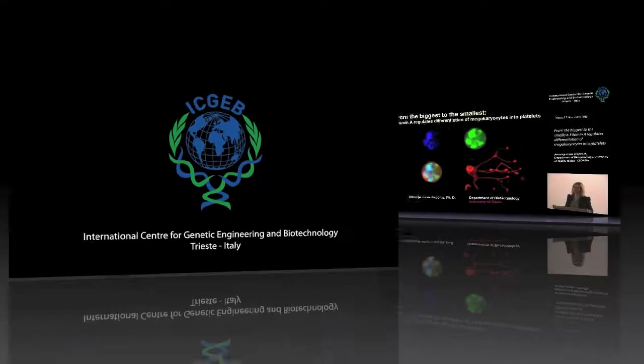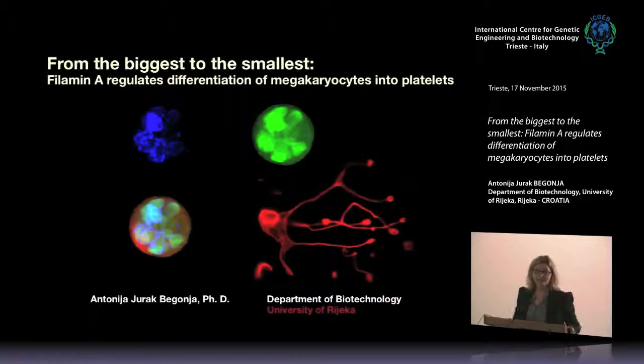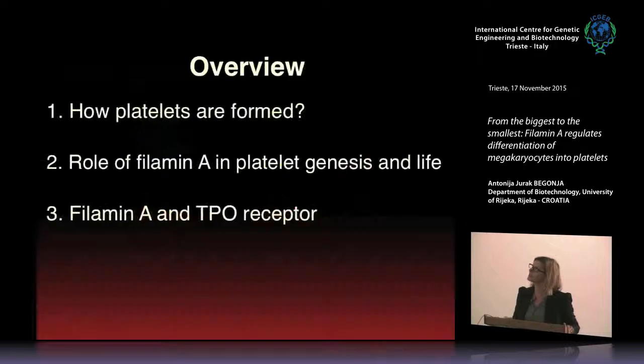Today I'm going to talk about Filamin A and how it regulates platelet genesis and platelet life, and how it regulates its biogenesis. In my talk, first I'm going to talk about platelets in general and how platelets are being formed. Then I'm going to talk about the role of Filamin A in platelet genesis and life, as I said. And in the final part, I'm going to show some still unpublished data on Filamin A and control of thrombopoietin receptor.